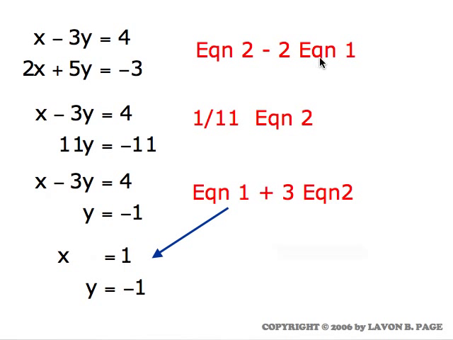So after performing these 3 steps, I have converted the 2 equations that I started with into the 2 equations x equals 1, y equals minus 1. And the value of that is obvious because when I've got them into this form, I can see what the x and y values have to be. X has to be 1, y has to be minus 1.